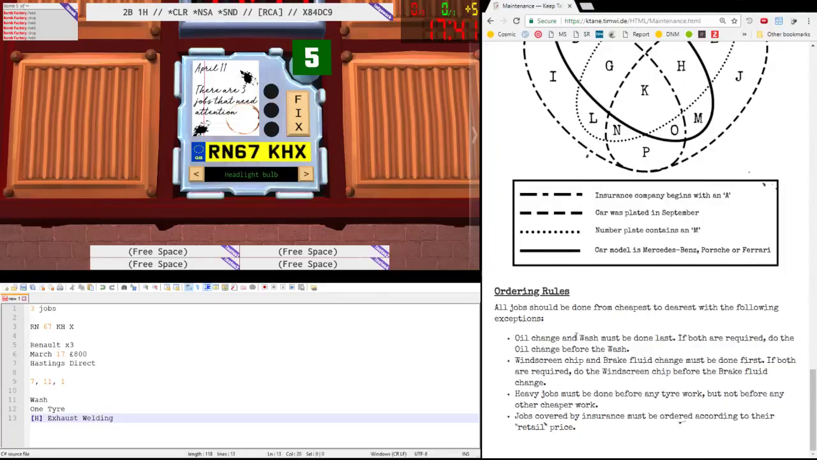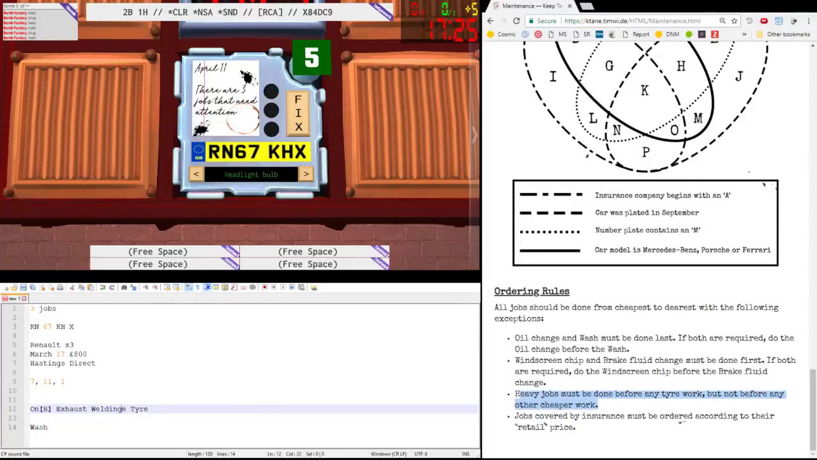So we put them in order. Oil change, wash last. Wash goes to the bottom. Windscreen chip and brake fluid first. Don't have. Heavy jobs must be done before any tire work. So this is kind of what I was talking about. We have a heavy, so it's going to go behind the tire, but it wouldn't go behind any other cheaper work that's not been moved down to the bottom already. So that covers my order. So there's my answer: exhaust welding.